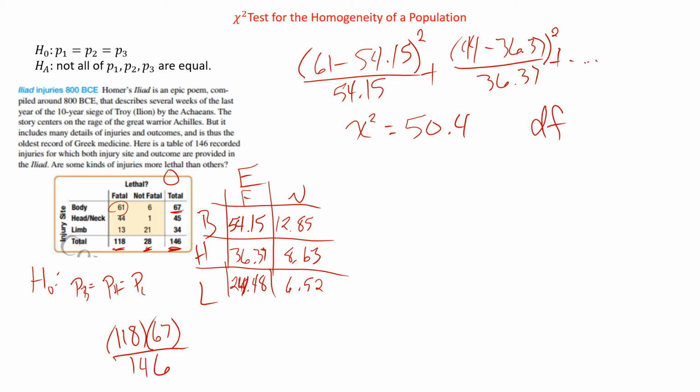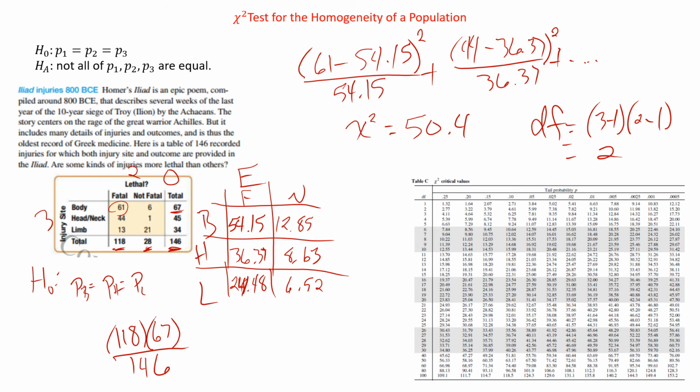For our degrees of freedom, we have 3 rows and 2 columns. So the degrees of freedom is going to be 3 minus 1 times 2 minus 1, which is 2. So with our chi-squared and our degrees of freedom, we can look in our table. We're looking at the 2 row. We get all the way out here, it's only 15.2, so our value is way over there. That p-value is super small, which gives strong evidence against the null hypothesis.